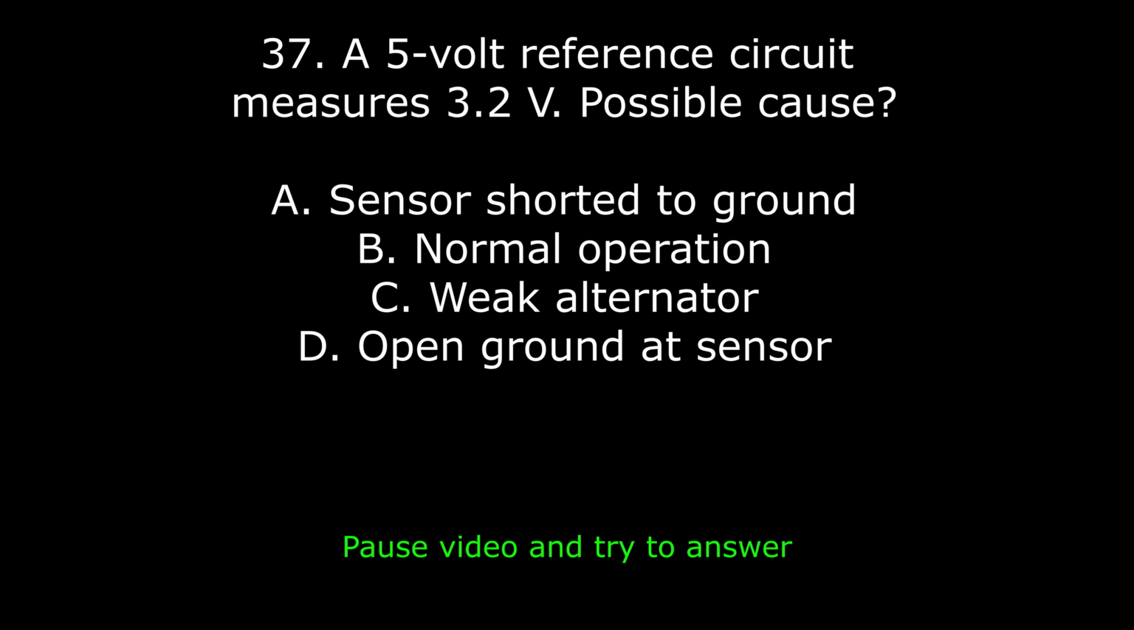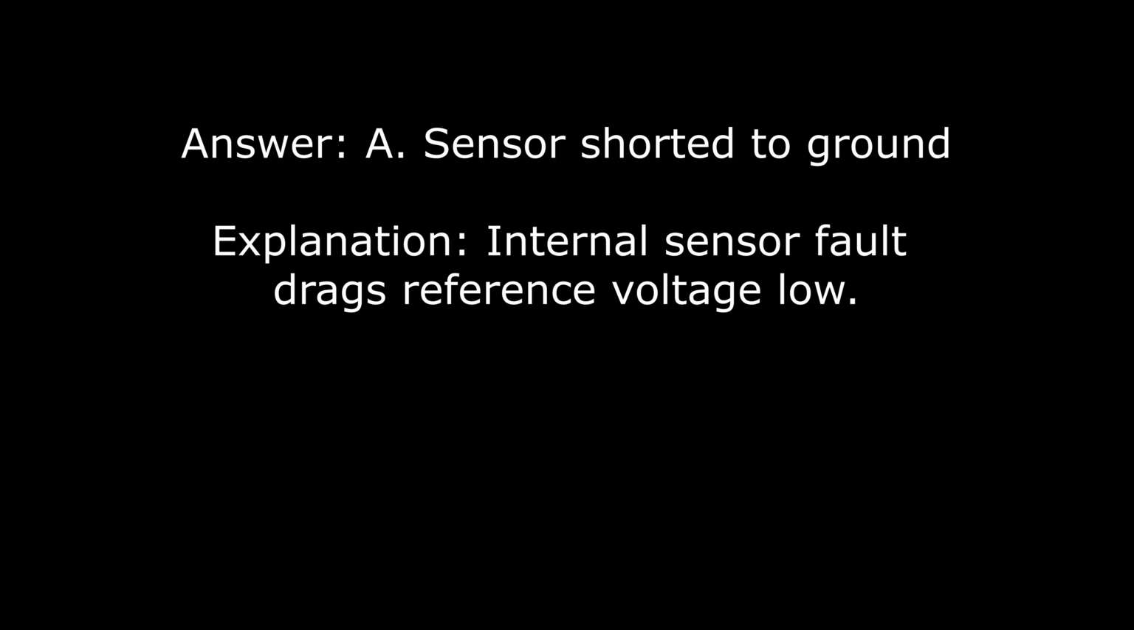37. A 5-volt reference circuit measures 3.2 volts. Possible cause? A. Sensor shorted to ground. B. Normal operation. C. Weak alternator. D. Open ground at sensor. Answer A. Sensor shorted to ground. Explanation: internal sensor fault drags reference voltage low.